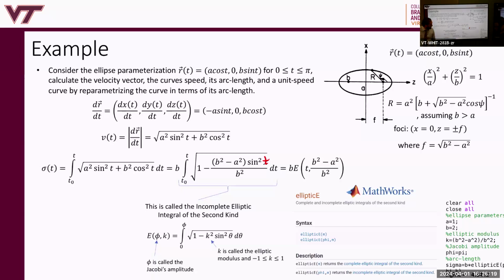So elliptic E, we're going to use the second form where you specify both phi and m, because that's the incomplete elliptic integral of the second kind. Now, the other case is the complete integral. It's still the second kind, but it's a complete integral, and what that implies is phi is equal to pi over 2. Don't worry about that. We're using the incomplete one. So here's some code over here.